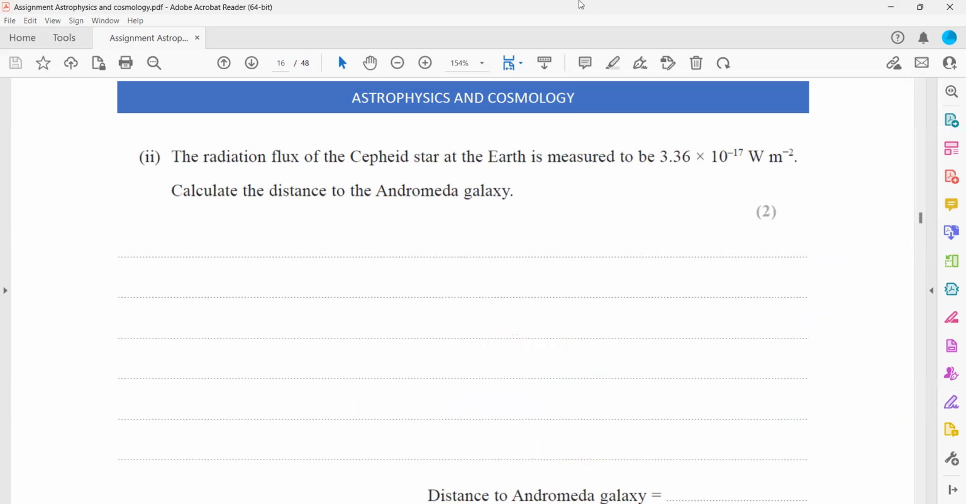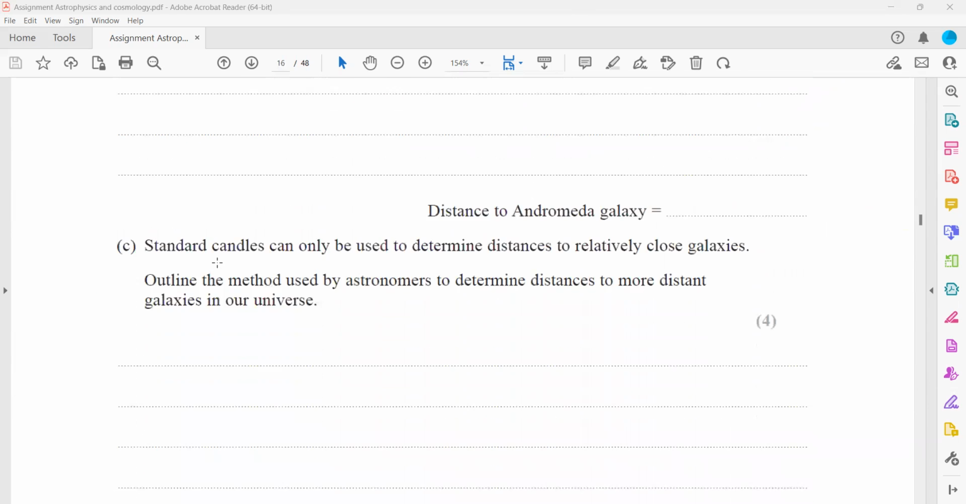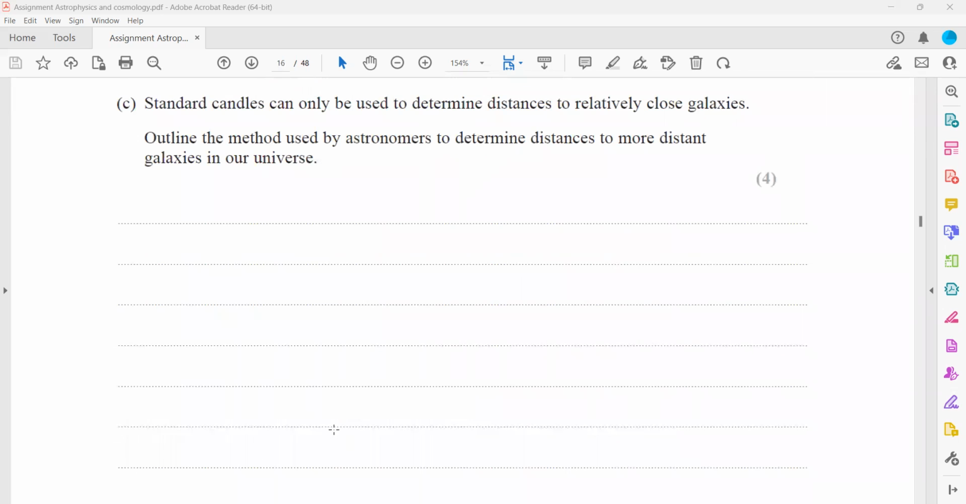So using the flux and the power, the luminosity, we can work out the distance between the star and the Earth. The standard candle can only be used to determine the distances to relatively close galaxies. Outline the method used by astronomers to determine distances to more distant galaxies in our universe.